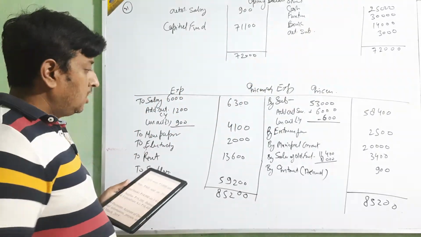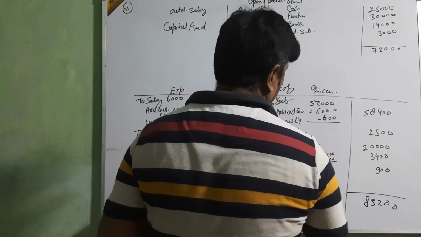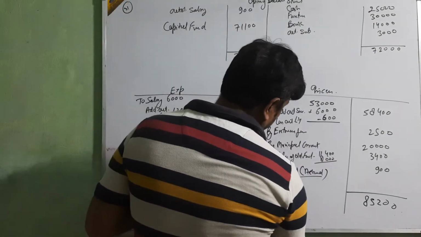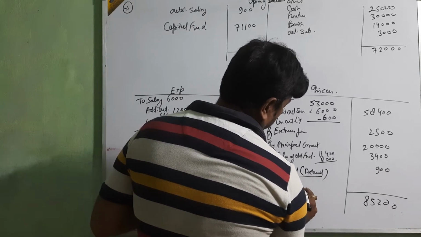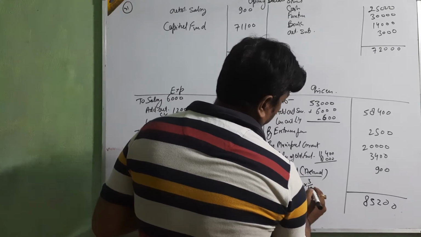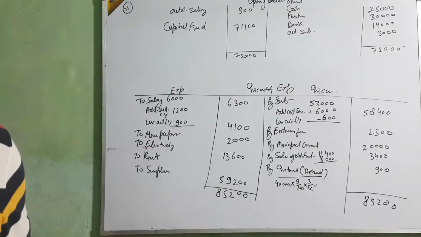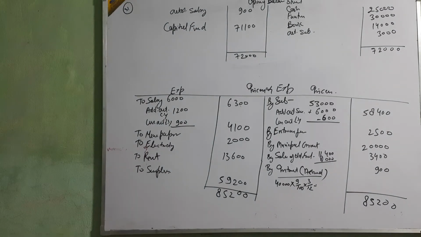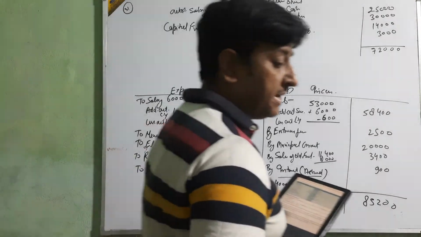Clear, beta? However, only one important thing is here, that interest. Okay, beta, let's calculate like that: 40,000 times 9 upon 100 times 3 upon 12. Okay? Clear? Clear or not? Okay, go for the next, balance sheet.